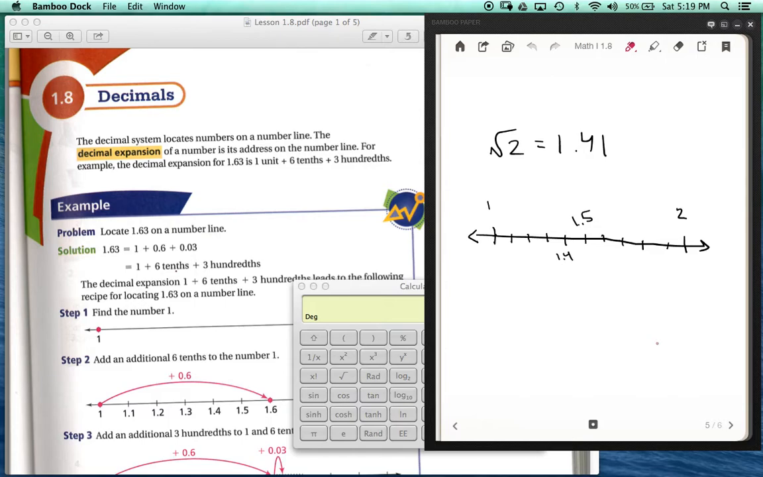Now, what if you were asked to put the square root of 2 on a number line? So now we know it's equal to 1.41. All you're going to do is go to 1, then down 0.1, 0.2, 0.3, 0.4, and then 0.41, 1 4 tenths 1 hundredth is going to be right about here.